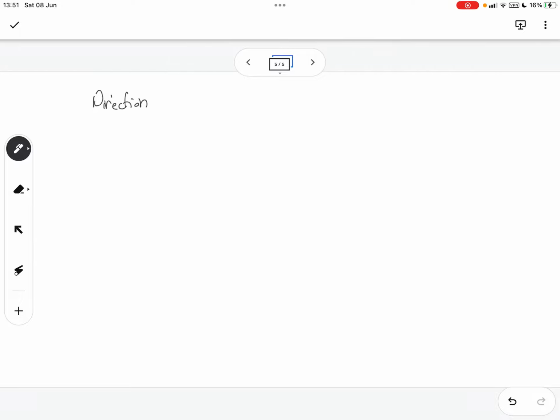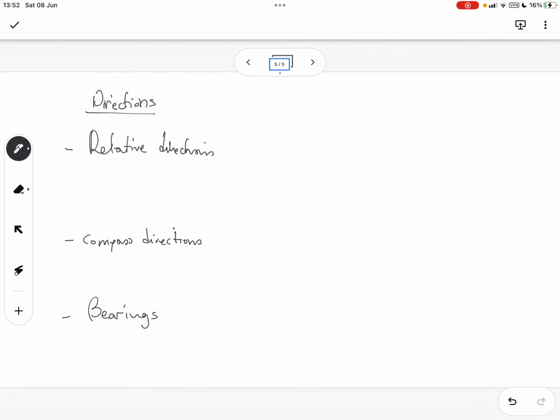Then there are things that we use for directions, right? So directions, we have the following types of directions. We've got relative directions. We've got compass directions. And we've got bearings.